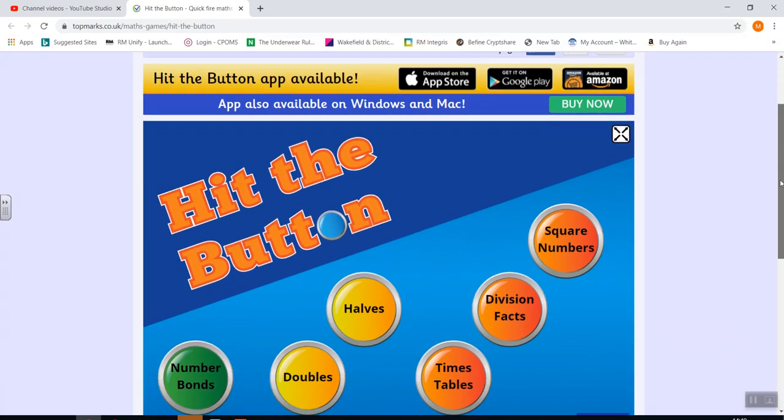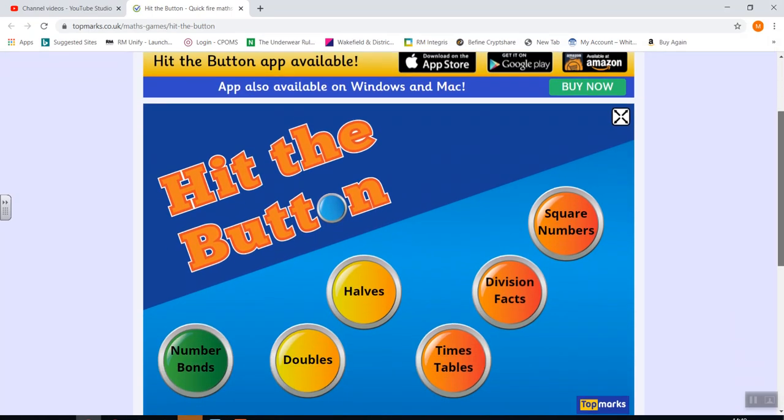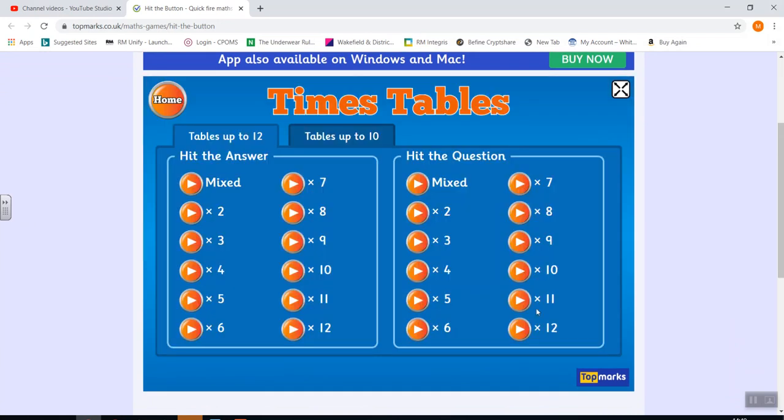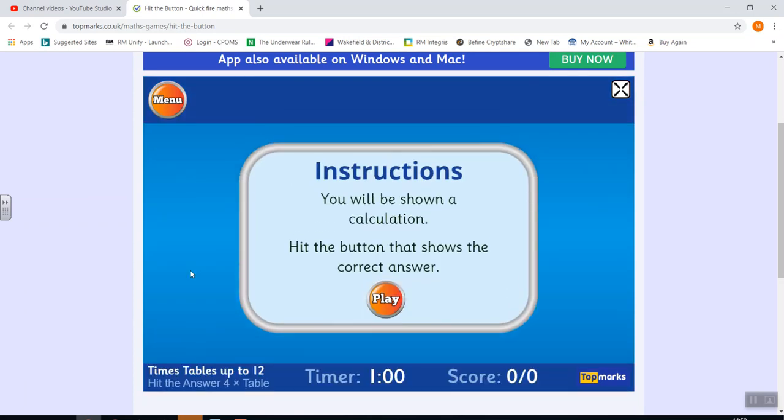Okay, so here's Hit the Button on the Topmarks website. And we're going to look at times tables. I'm going to look at times tables up to 12. And we're going to choose the ones. Now, I don't want mixed ones just yet. No, I don't want the question, I want the answer. So you've got a choice of finding the answer or finding the question. And you've got a choice of mixed or a times table that we know quite well. Let's have a look at our fours. You'll be shown a calculation. You need to hit the button that shows the correct answer. And you have a timer and a score.